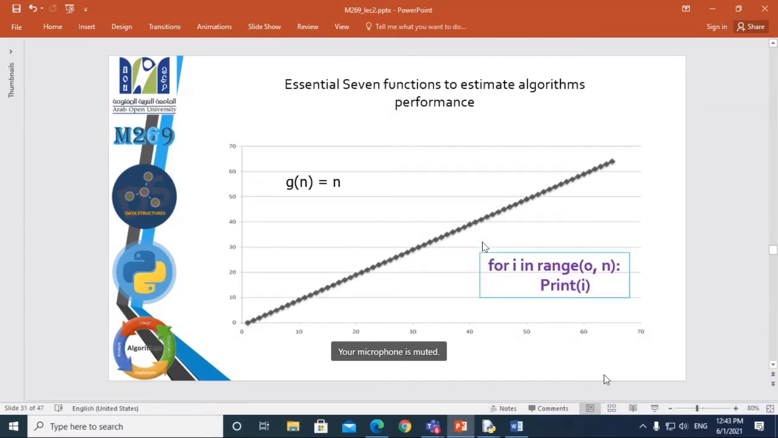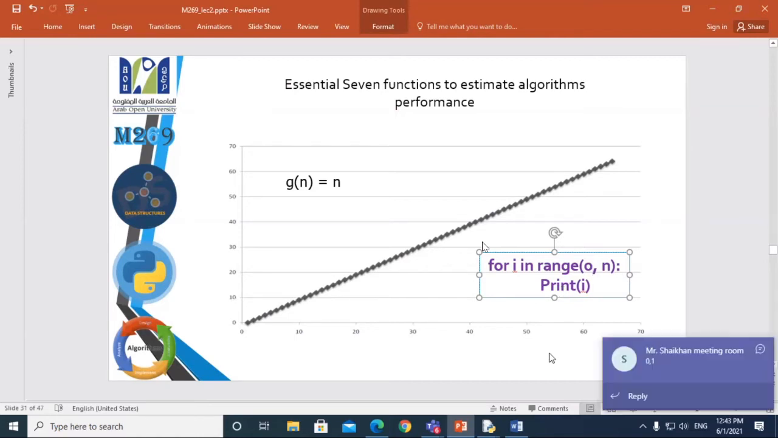Next, if you have a loop like that, for I in range 0 to n, so it depends on the n. The n could be 1, could be a million. So depending on the n, we will print I. So now n is 1, so print I: 0, because we start from 0. Finish? No. Again, print 1. Finish? Yes. Exit because n is only 1.